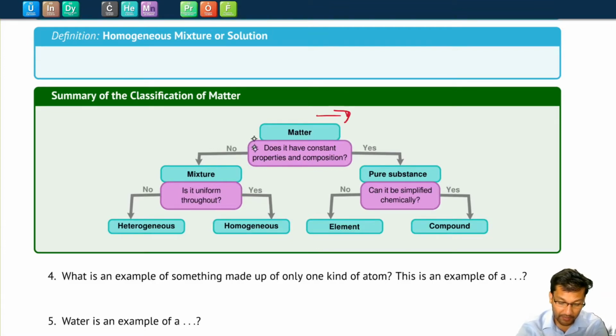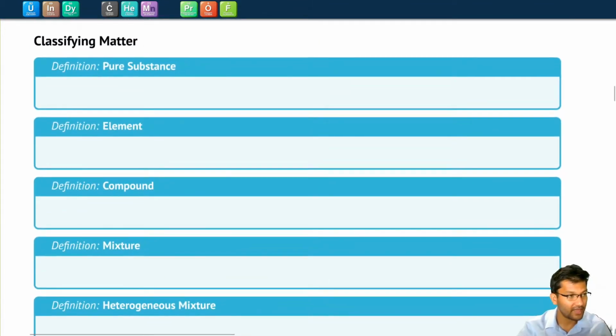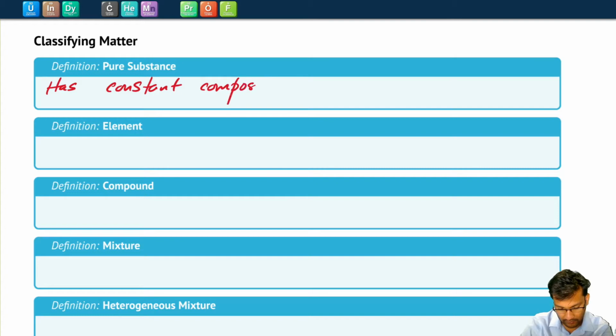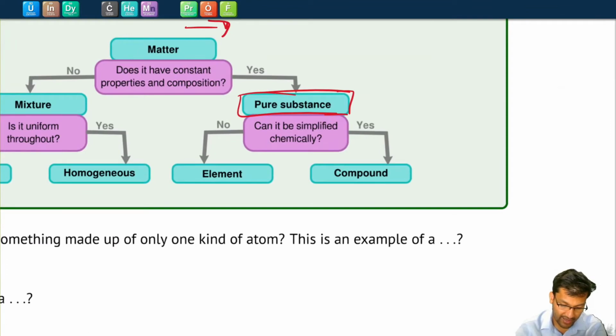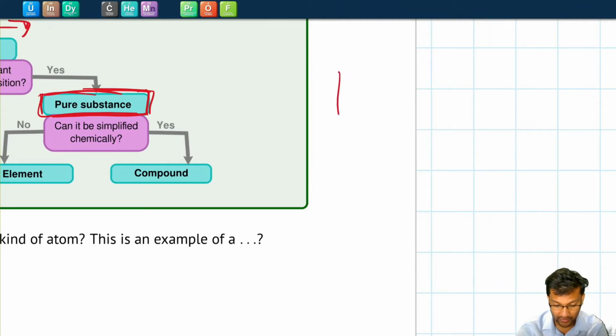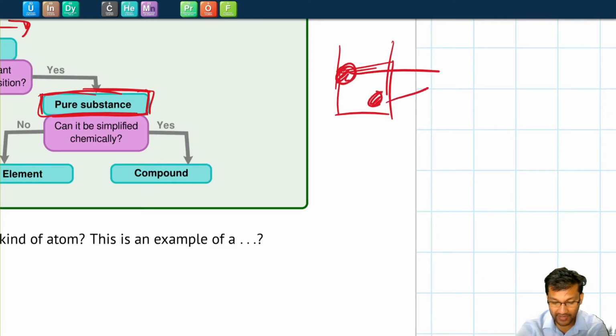If the matter has constant properties and composition, we call that matter a pure substance. So for a definition, a pure substance has constant composition. Okay, so it has constant properties and composition. An example of this might be water. If you have a glass of water and you zoom into the atomic level at different parts of this sample, you'd find the same things, H2O molecules.